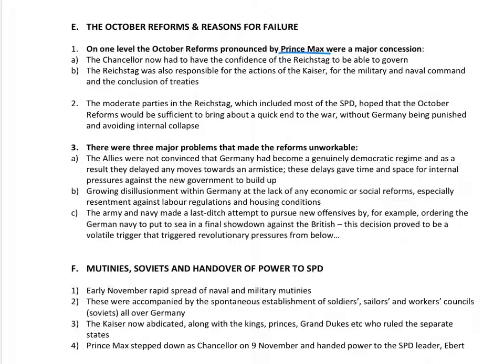Prince Max became the new chancellor, a good, well-meaning person, and of course the October reforms was his major concession. So the chancellor now had to have the confidence of the Reichstag. That was the first key strand of the October reform, the constitutional change: the Chancellor was now accountable to the Reichstag. And the Reichstag was also responsible for the actions of the Kaiser, the military and naval command, and the conclusion of treaties.